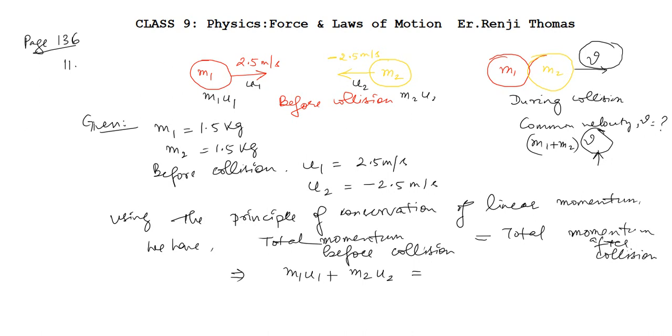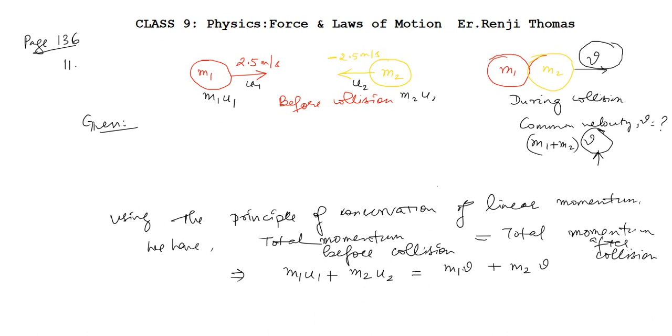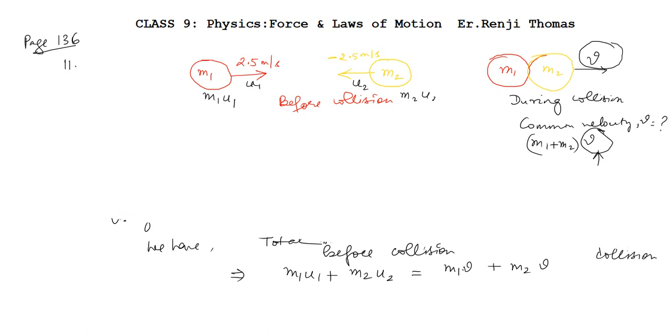Okay, so after collision, say this is during collision, what will happen? Both the objects will move with the same velocity. So m1 v is the momentum of the first object, m2 v is the momentum of the second object. I don't take v1 and v2 because v1 and v2 will be equal to v. Okay, you can just pause the video and copy down. I'll just rough this.